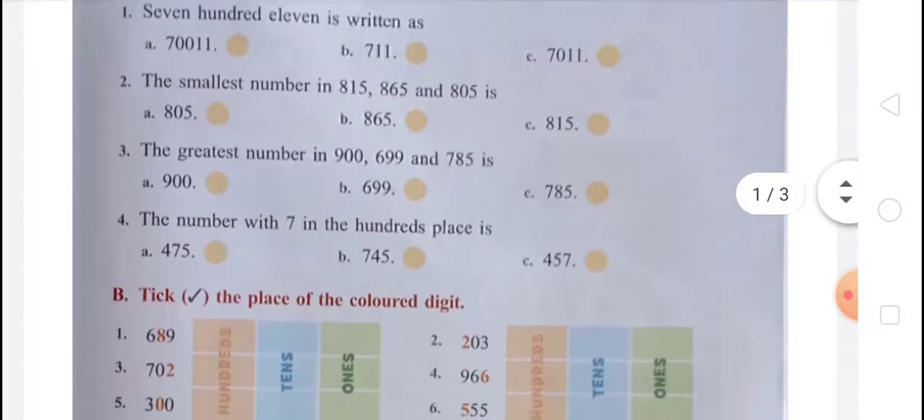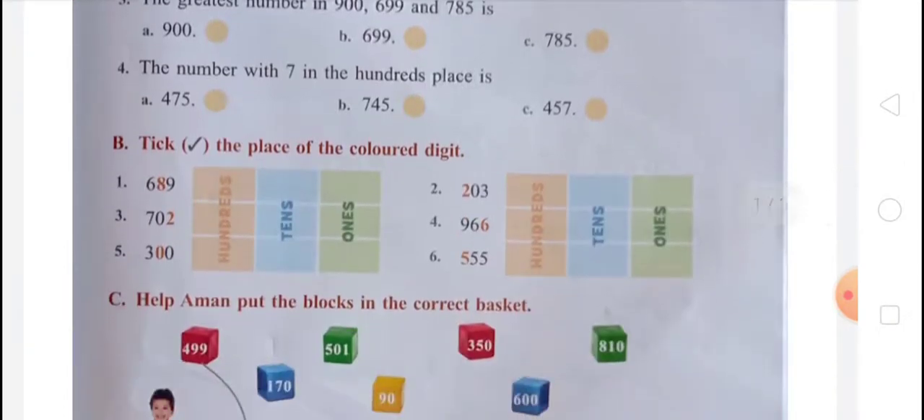Okay. Now you have to tick the place of the colored digit. You can see that in 689, 8 is colored and 8 is on the tens place, so we have to tick tens. Next one is 203. In 203, 2 is colored and 2 is on the hundreds place, so we have to tick hundreds.